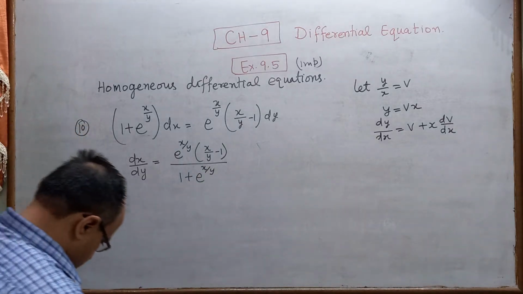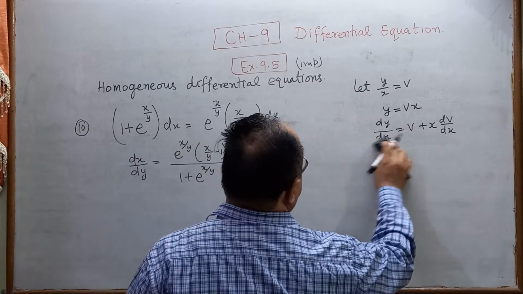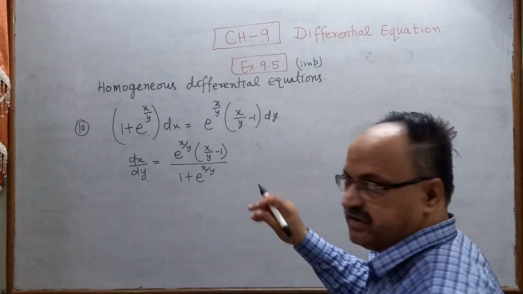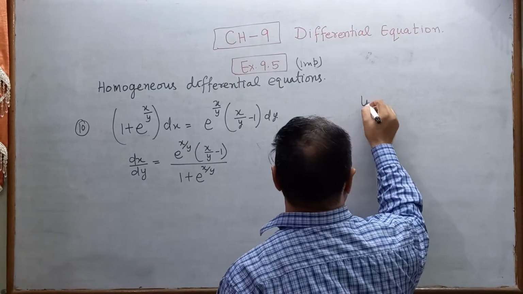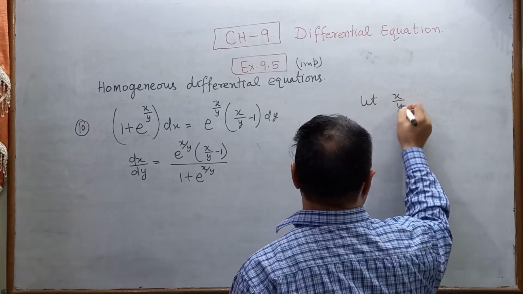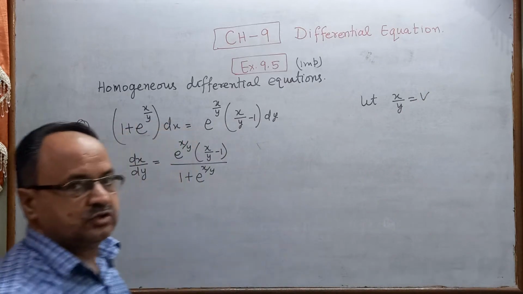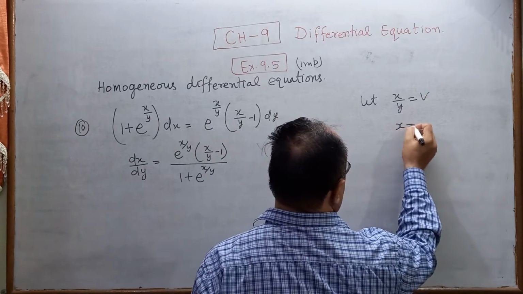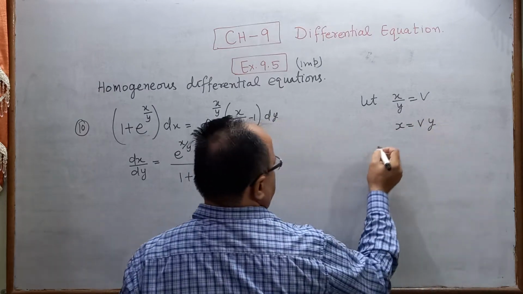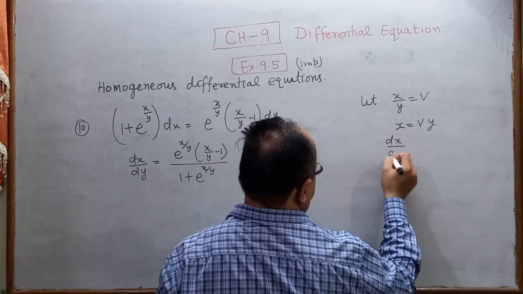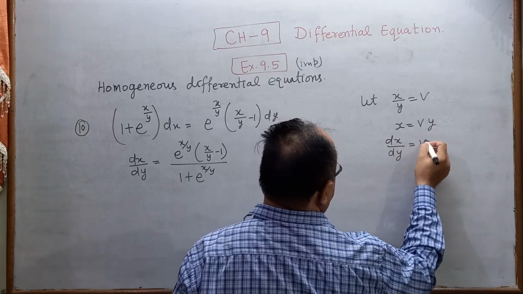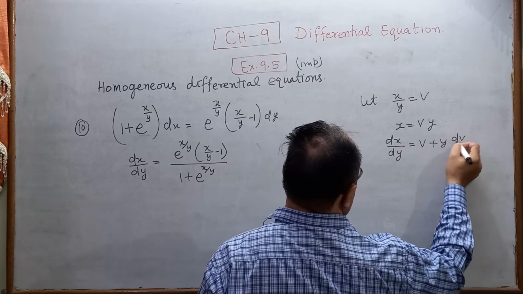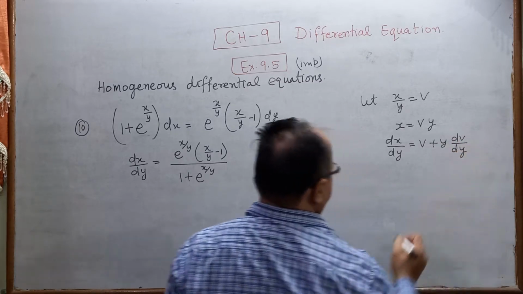In this question you have to let x by y. Let x by y is equal to v. It was the complete question in the form of x by y. Therefore x is equal to vy. Differentiate both sides with respect to y. v as it is, derivative of y is 1, plus y as it is, derivative of v, that is dv by dy.